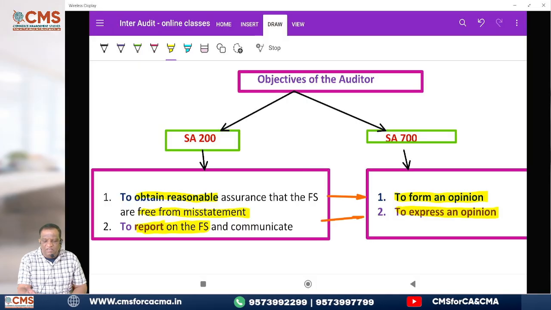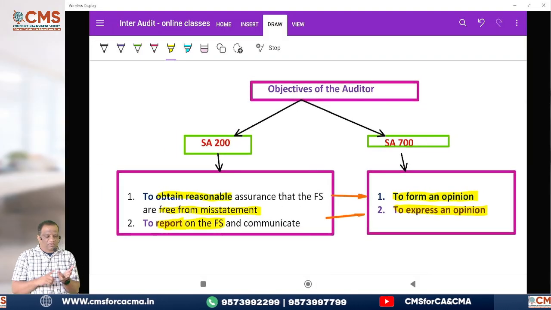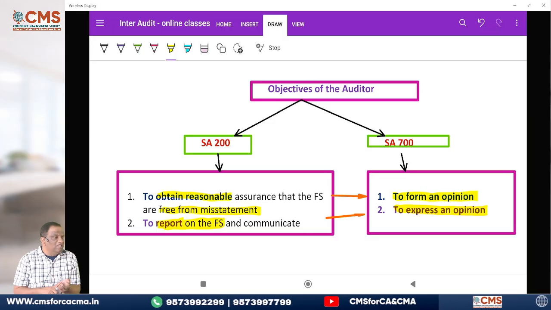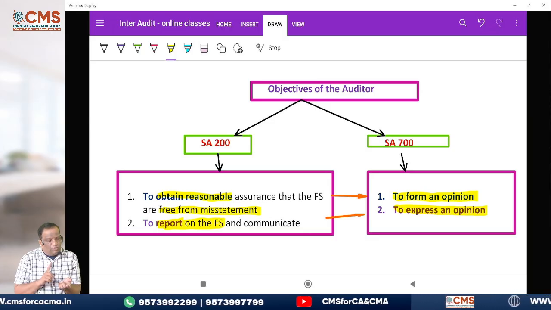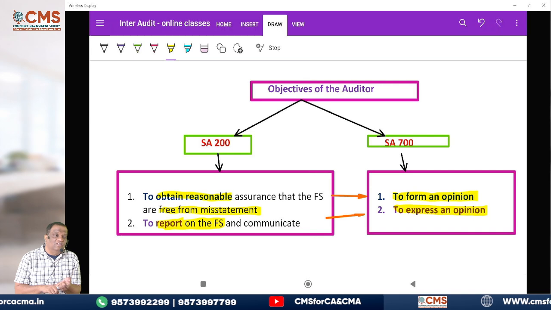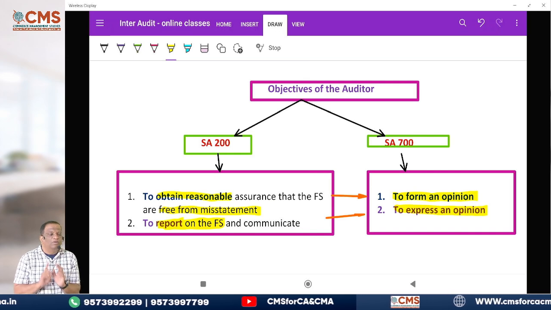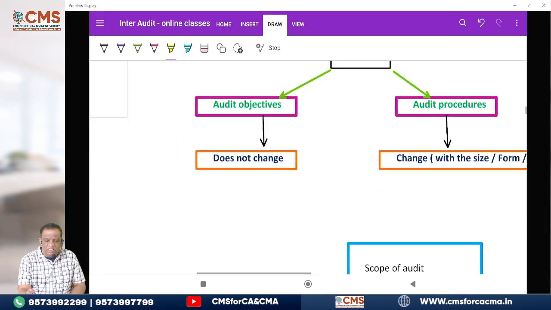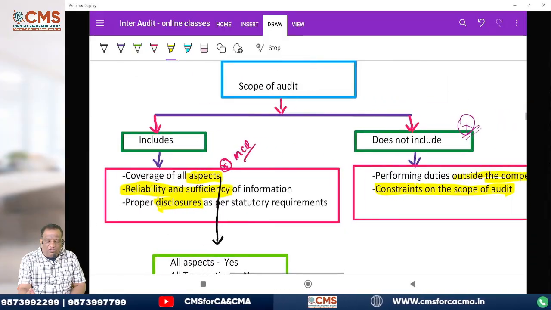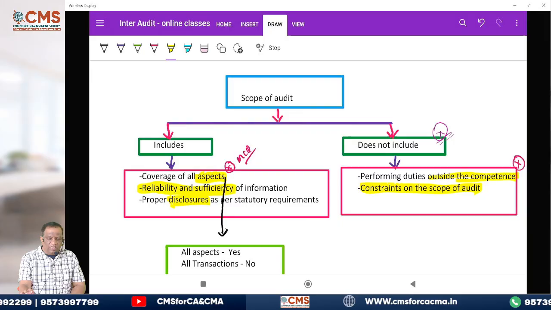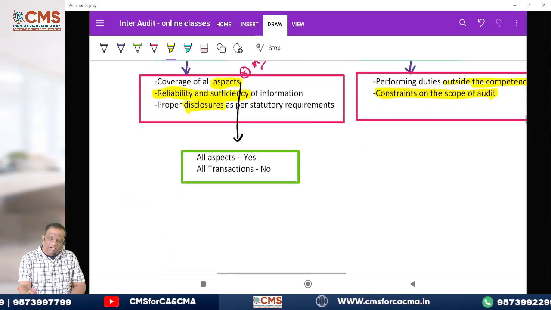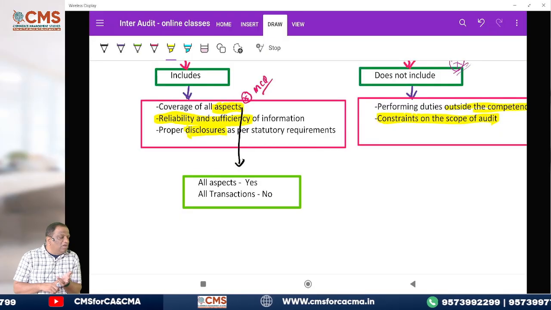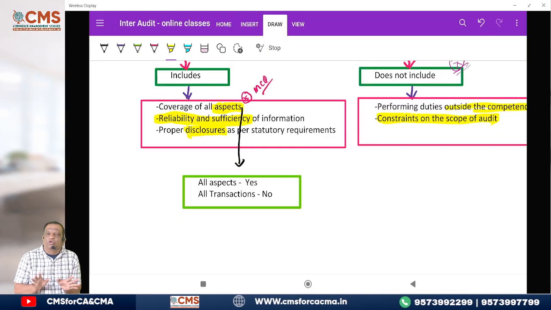Now I will ask you that conceptual question. With the change in size and entity, what will not change and what will change? Procedures will change, but what will not change? Objectives will not change. So audit objectives will remain same, but not the procedures. Procedures will change. So this is what we discussed. And then we talked about what is scope of an audit, what it includes and what it does not include. And in this, the more important point, will the auditor cover all transactions or all aspects? All aspects are covered, but not all transactions.